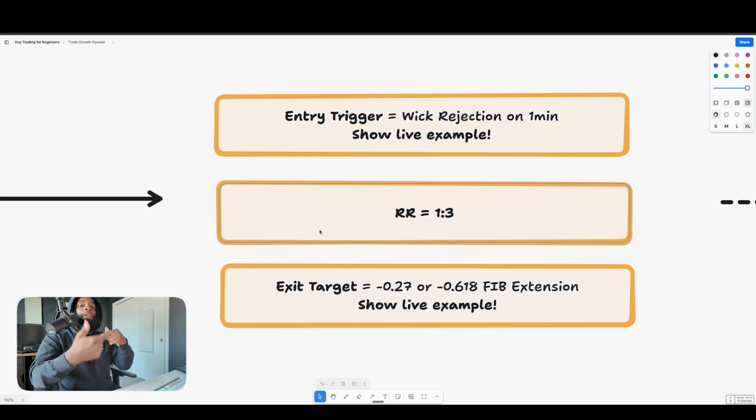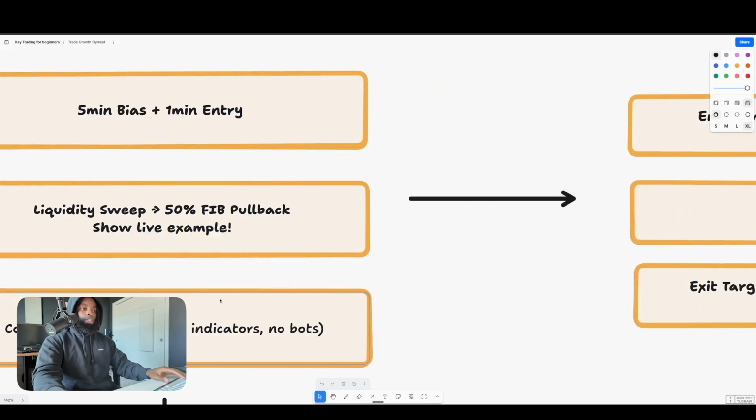All right. Now you need to know the entry model though, because it doesn't work for everything. You have to understand that the entry model is the key and the vital thing to this. And you have to align your RR with your take profits, which I'm going to explain right now. So the exit target is always going to be a negative 2.27 and a negative 618 Fibonacci expansion tool. I'm going to explain that in a little bit, but we're going to move on to this part down here.